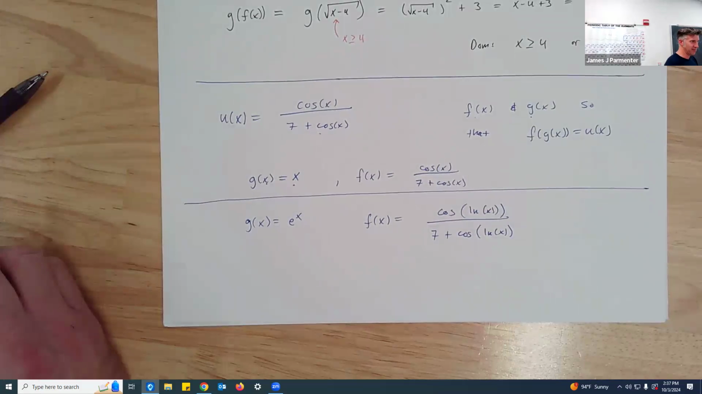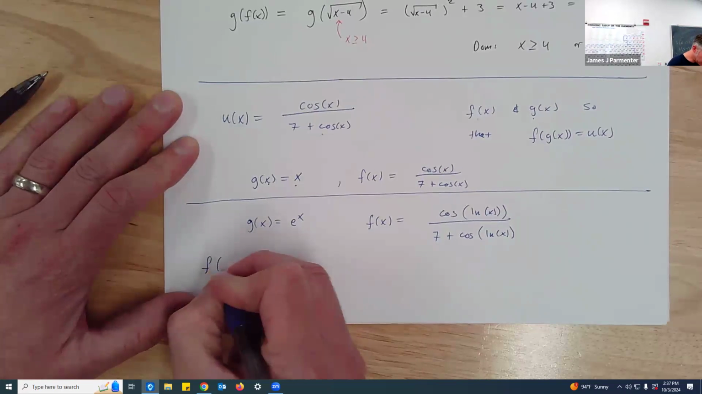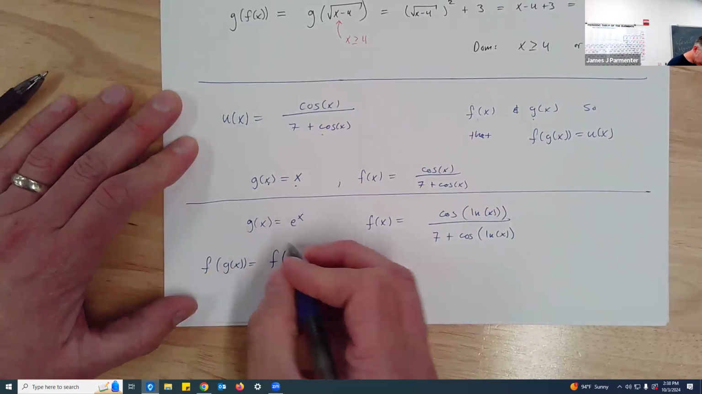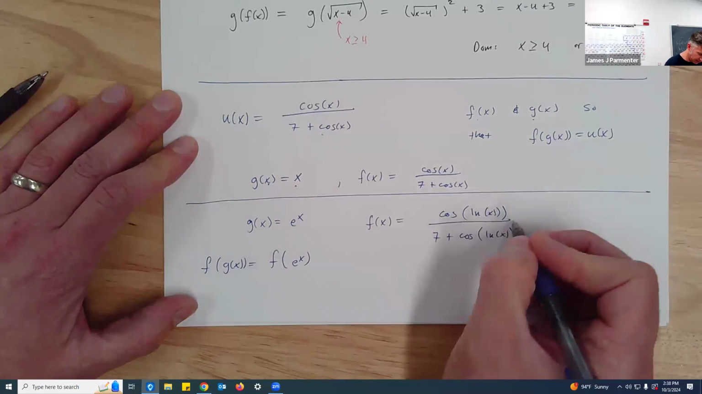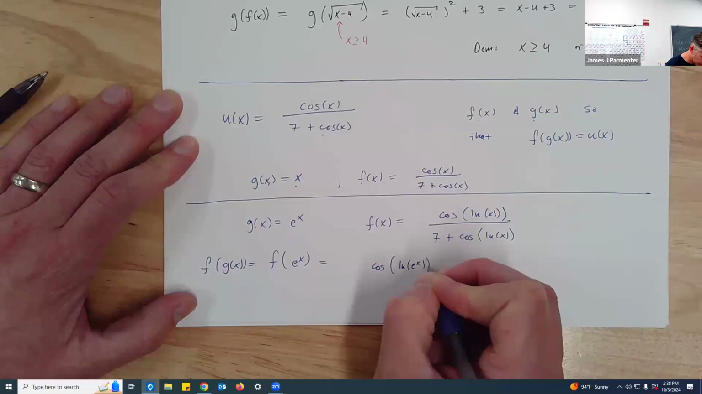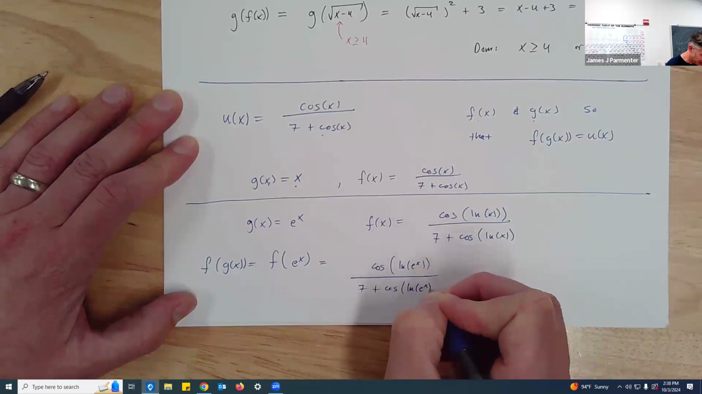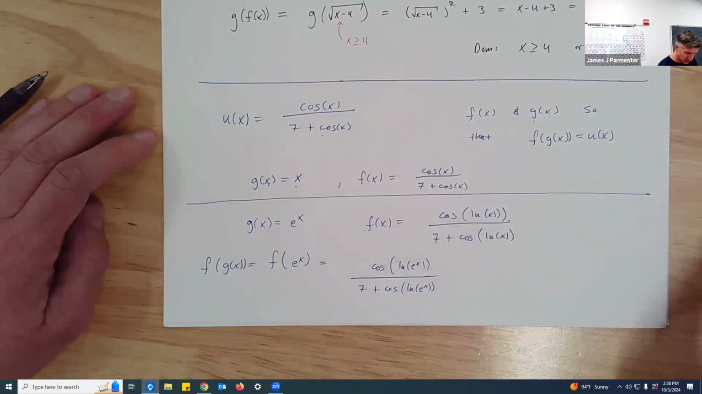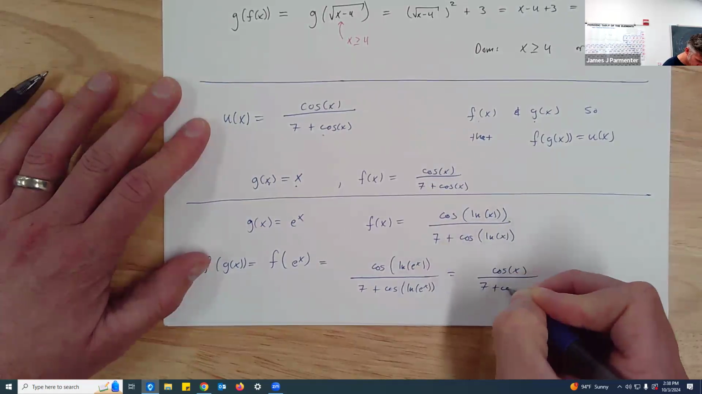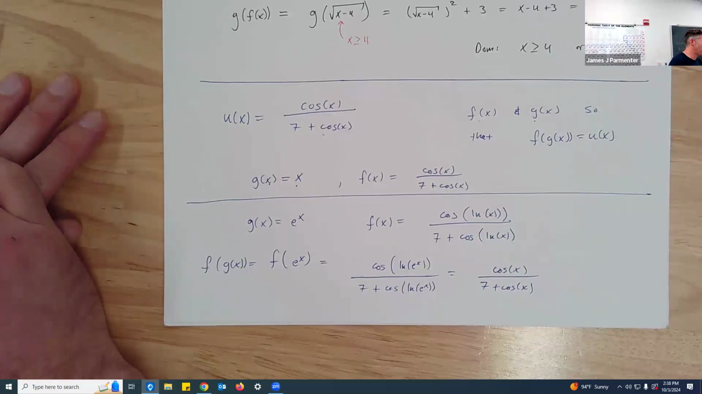I mean, I guess I could try putting it in, but I'm pretty sure it's not what they're going to want. But if I do f of g of x here, f of g of x is f of e to the x, and then I plug in the e to the x wherever I have an x there, and I get cosine of the natural log of e to the x over 7 plus cosine of natural log of e to the x. And guess what? The natural log of e to the x is just x. So this totally works. But again, really not the intention of the problem.